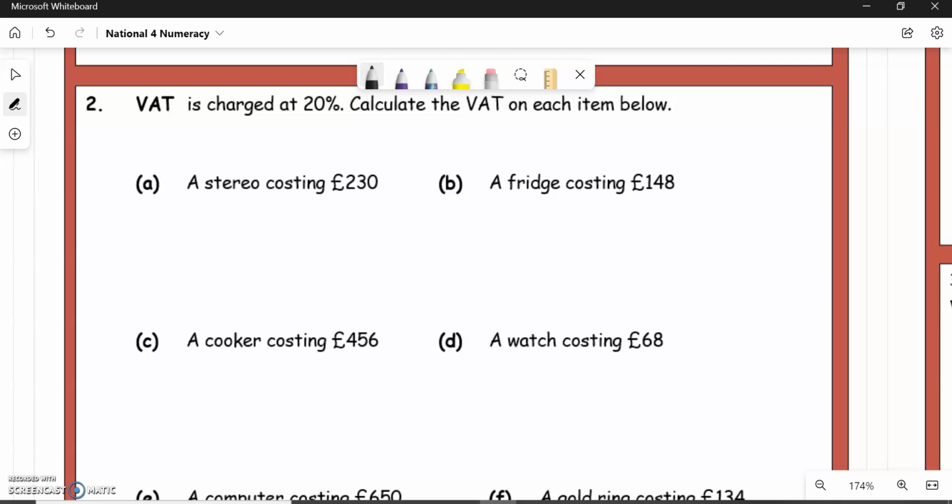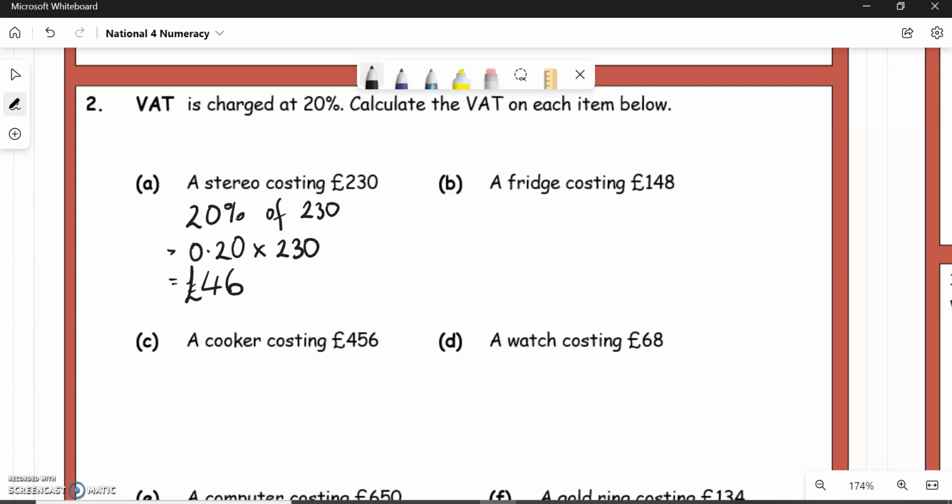So we want to figure out how much is the VAT on a stereo costing £320. The VAT is 20%, so we need to figure out 20% of 320. 20% is 0.2. I'm going to multiply that by 320. 0.2 is the same as 0.20 if you wanted to put that 0 there. That's absolutely fine. They are entirely equivalent. When we do that, we find that the VAT is 46. 46 what? It's money, so it's £46.